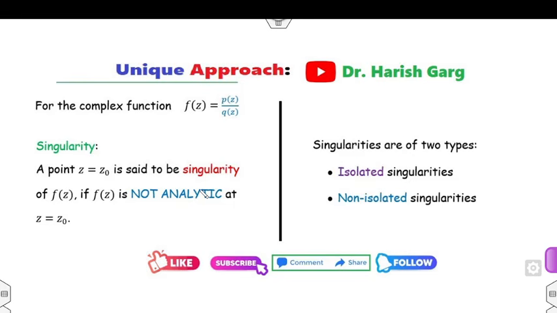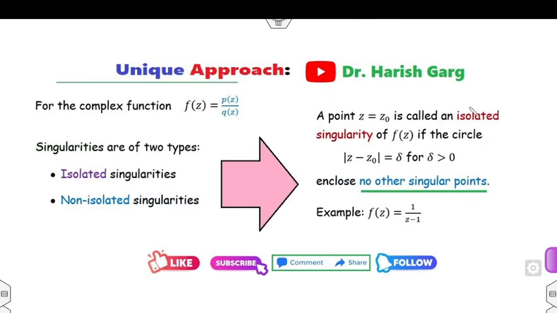Now this singularity is categorized into two parts, the isolated and non-isolated. What is the meaning of isolated and non-isolated? A point z equal to z0 is said to be an isolated singularity if it does not include any of the other singularity points. Like, where is the denominator 0? You can see z equal to 1 is my singular point. Then is there any other singular point? No. That means if you consider a circle of any radius delta, it does not involve any other singular point. That point is called isolated. All those points which are not isolated are called non-isolated singularities.